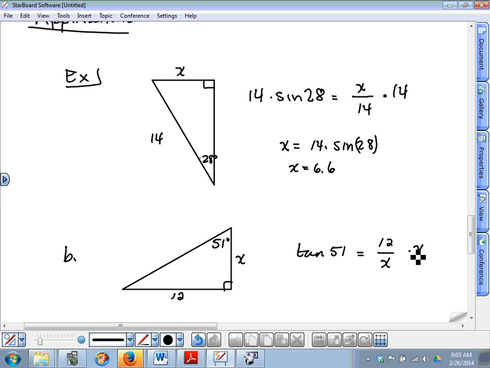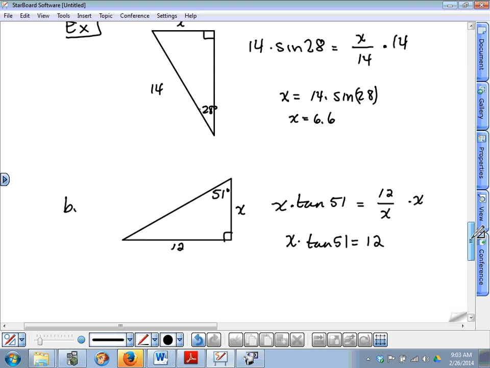We can multiply by x on both sides. So now we have x times the tangent of 51 is equal to 12. So x would be 12 divided by the tangent. Exactly. Divide by tangent of 51.